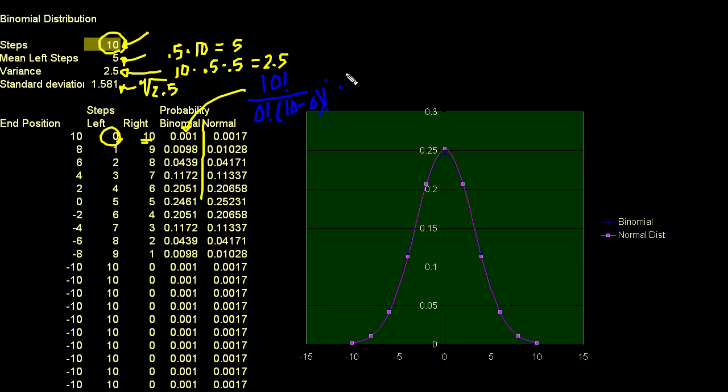So it's the probability of a left step, I'm only taking 0 of them, times the probability of a right step, and I'm taking 10 of those. So that's where this number came from, this 0.001. That's what the binomial distribution tells us.